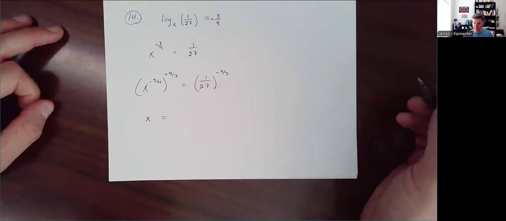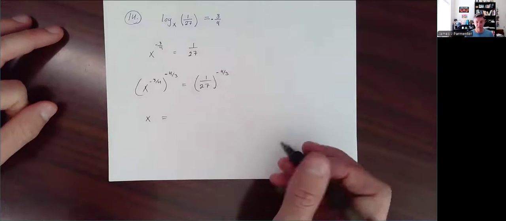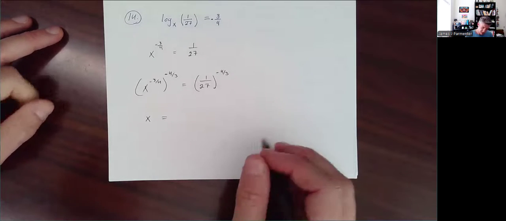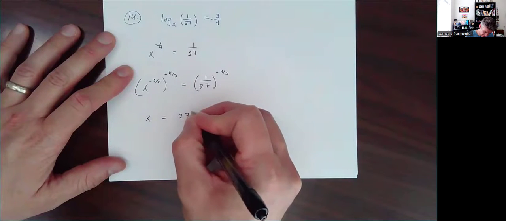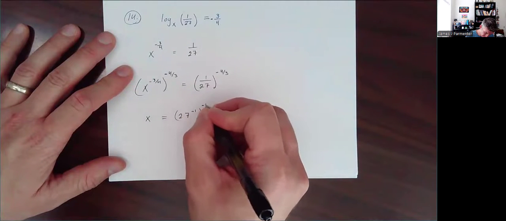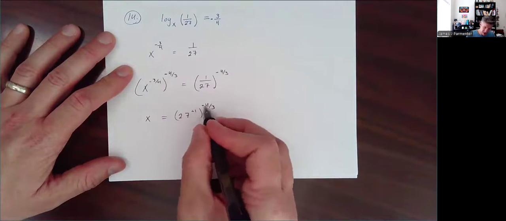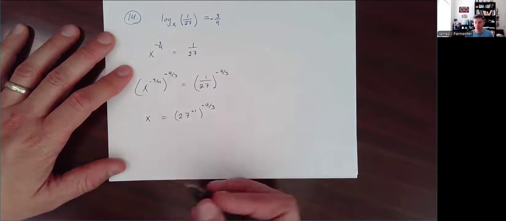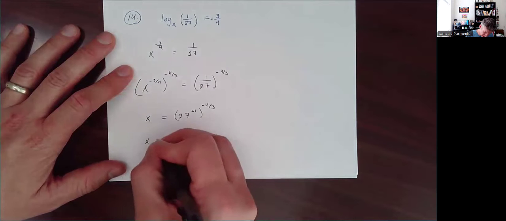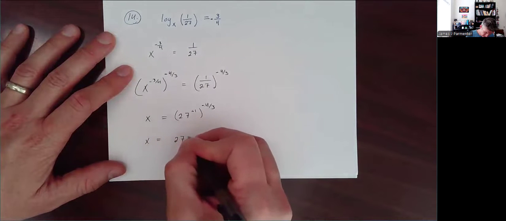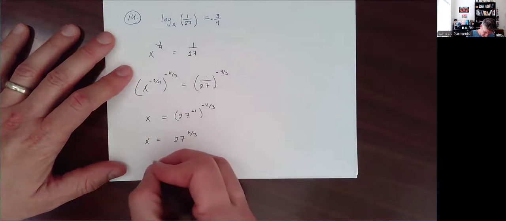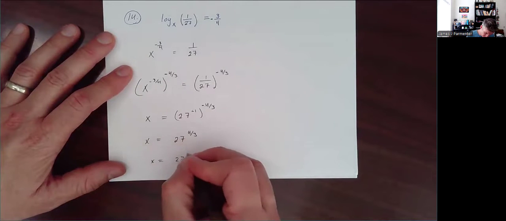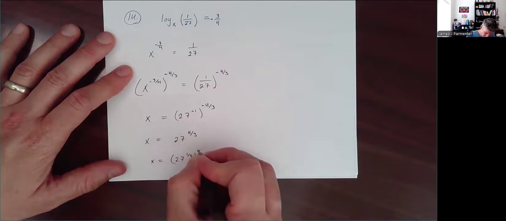The thing I would prefer to do is rewrite 1 over 27 as 27 to the negative 1. So one option is to say this is 27 to the negative 1 to the negative 4/3. And then power to a power, you multiply the powers. So you could say that x is equal to 27 to the positive 4/3, because the negative times the negative is positive. Then we can say we get x equal to 27 to the 1/3 to the 4th.